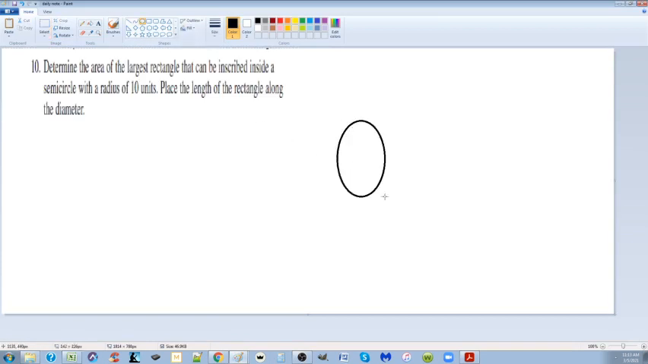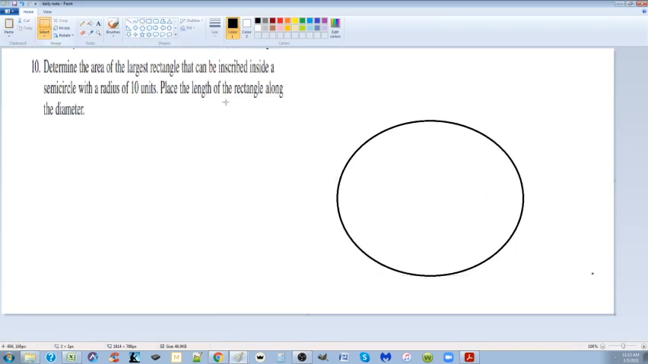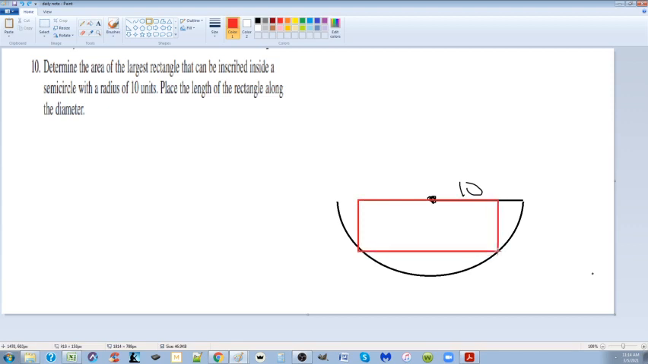They're taking a half circle. They're telling me that the radius, okay, so I'm going to pretend this is the exact center. And they're telling me the radius is 10. And they're asking me to fit a rectangle here, I'll use red, without crossing the circle. And what shape will give me the maximum, they're asking.